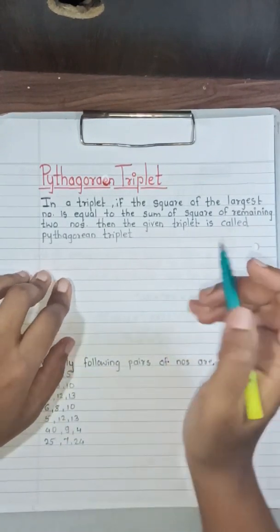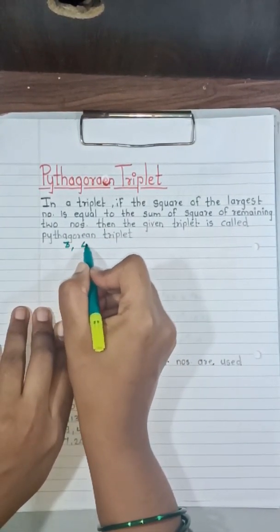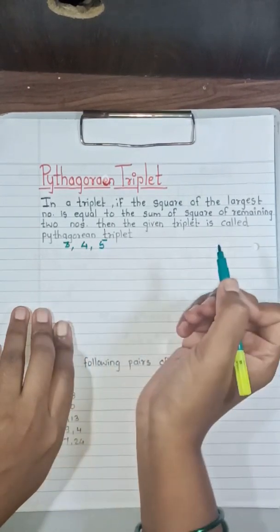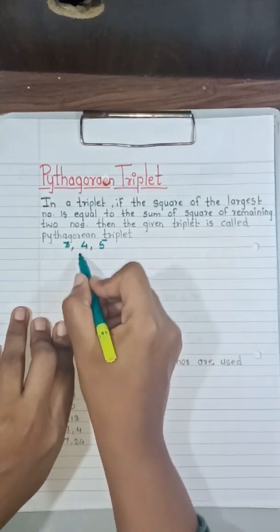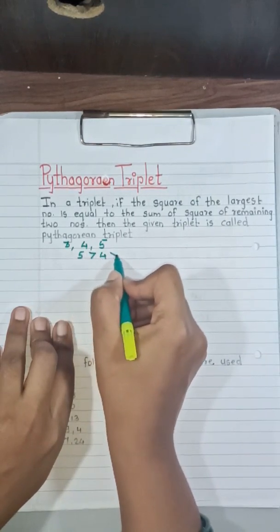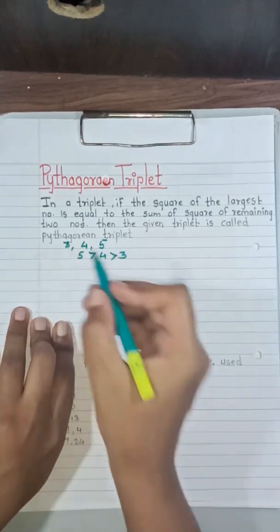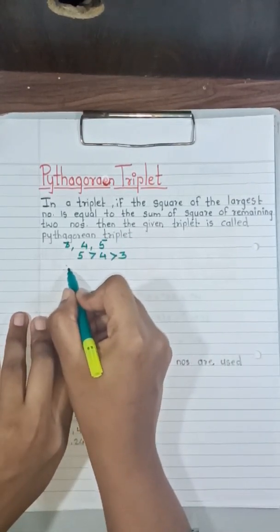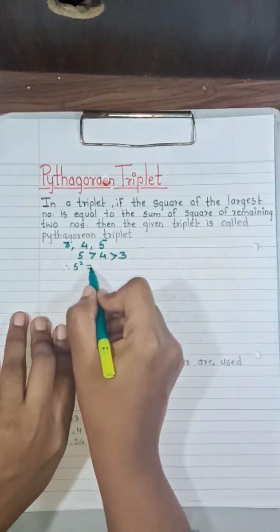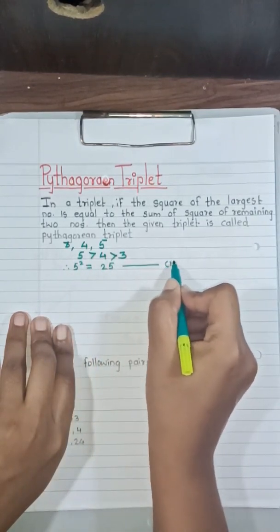Let's see one example. If we take numbers 3, 4 and 5. So which is the bigger one? 5 is greater than 3 and 4. So what we'll do? We'll square 5. Therefore 5 square is equal to 25. We'll name it as equation 1.